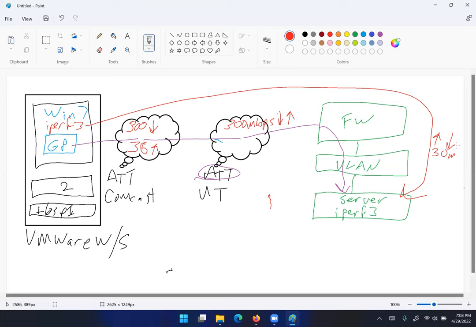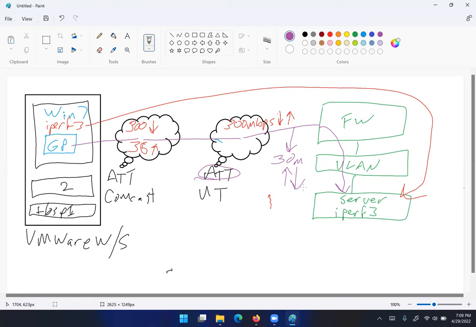Okay, so then we said, hey, try it without the VPN. Try it without Global Protect. You know what? I shouldn't do that there. Let me write this differently so it's a little more clear. Let's get rid of that. I'm going to use the purple line instead. So the Global Protect iperf test, he was getting 30 meg, both upload and download.